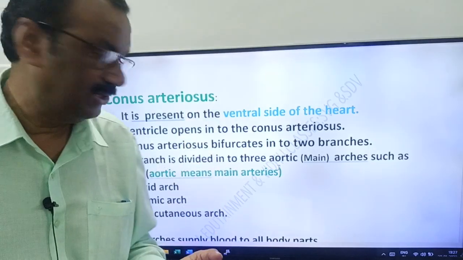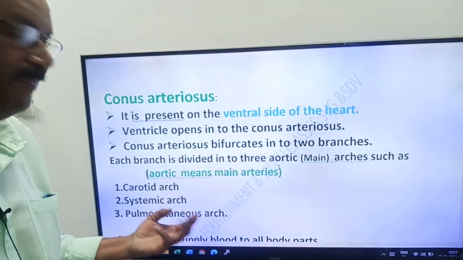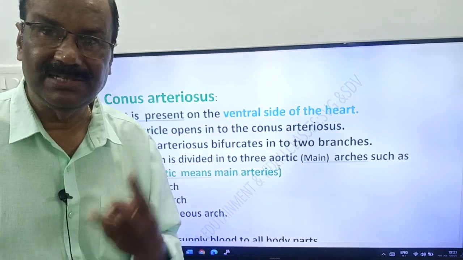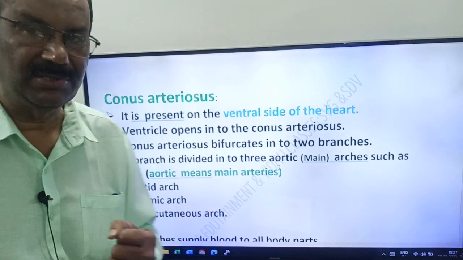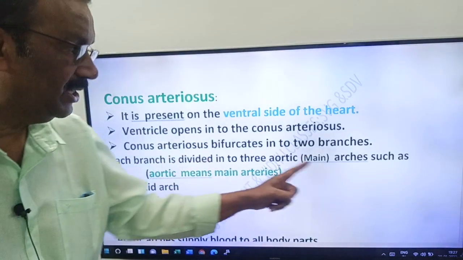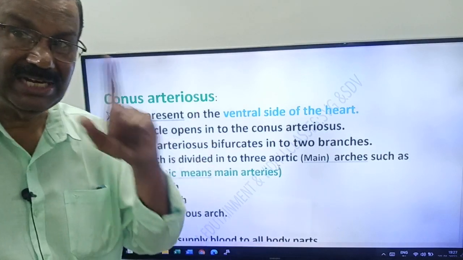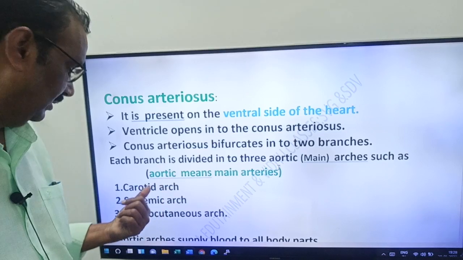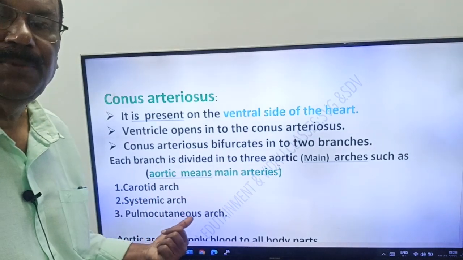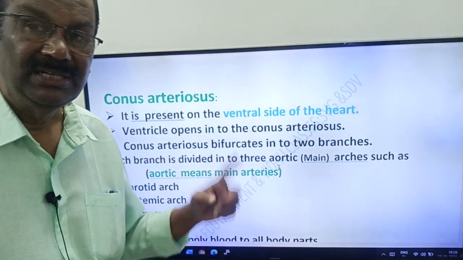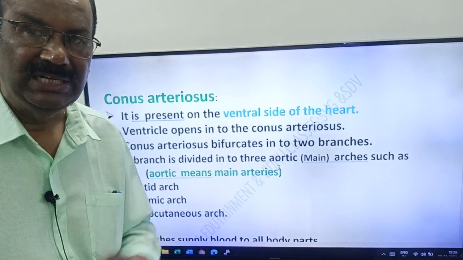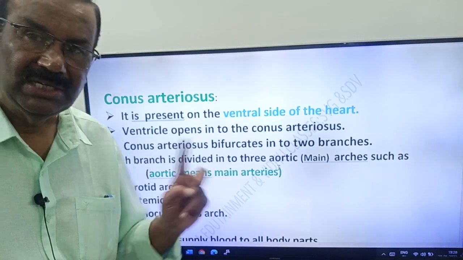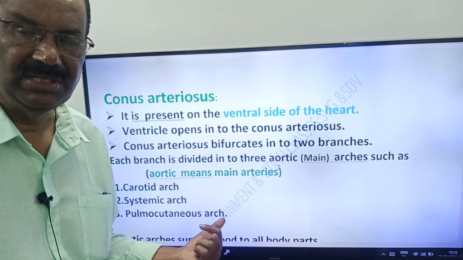Main arteries. How many aortic arches are there? One side 3 and the other side 3. It has a total of 6 aortic arches. Each branch is divided into 3 aortic arches. What are those aortic arches? Carotid arch, systemic arch, pulmocutaneous arch. Friends, right and left carotid arch, right and left systemic arch, right and left pulmocutaneous arch.